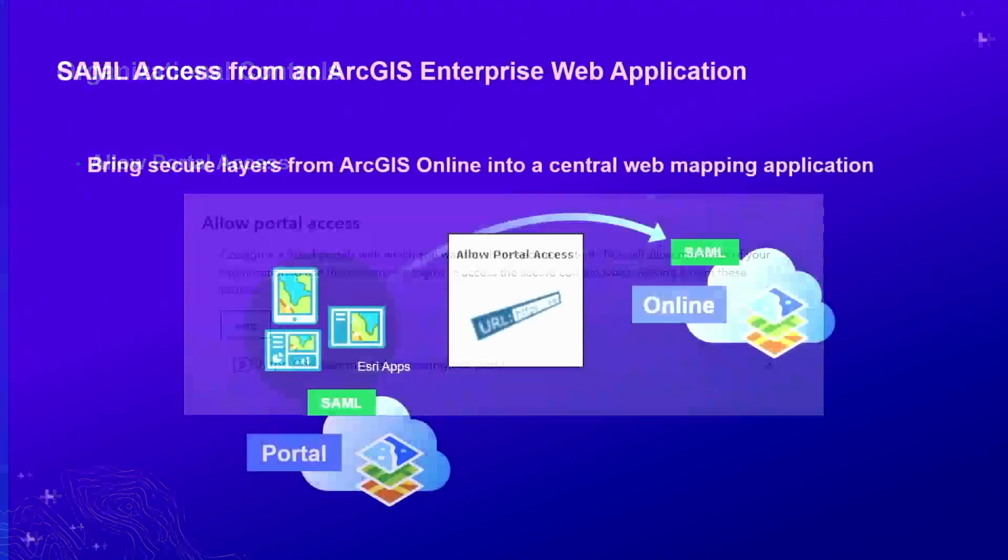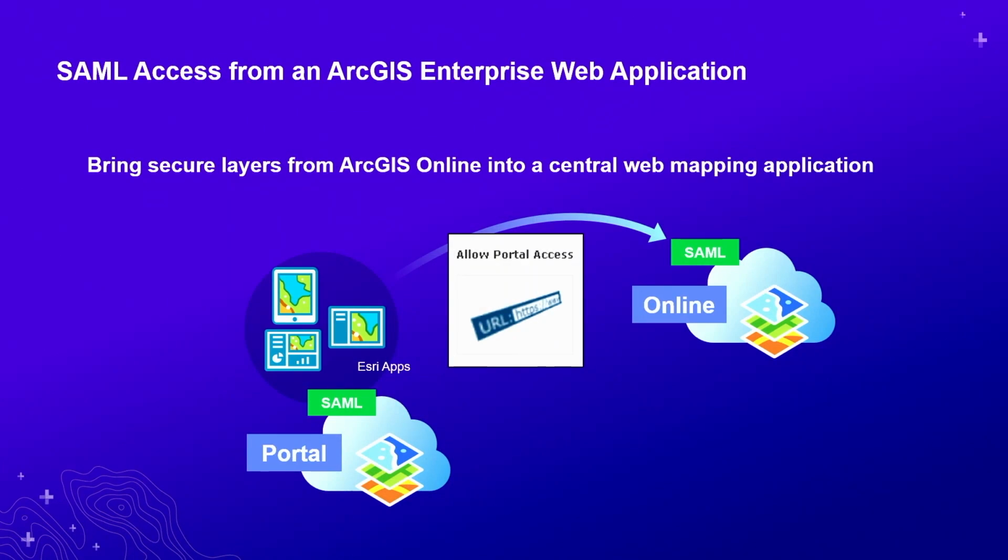So this is another diagram showing what I was describing there, where you've got your ArcGIS Enterprise on the left-hand side accessing a secured service in ArcGIS Online. If you're using SAML, you need to enable the allow portal access.